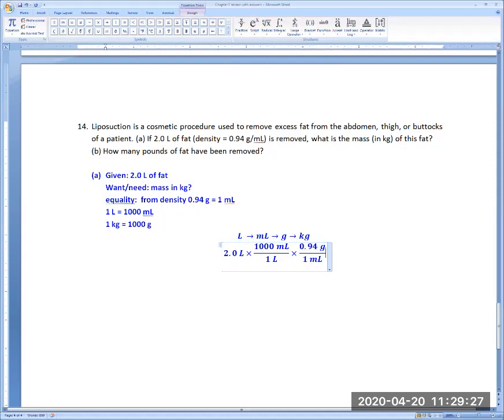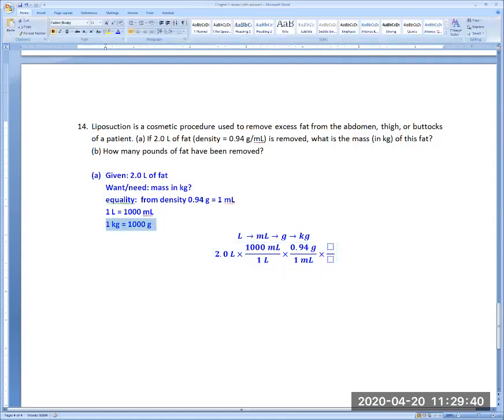Next, you multiply by, so at that point you have changed your liters into milliliters and into grams, and now you want to change the grams into kilograms. So the next conversion factor you will use is 1 kilogram equals 1,000 grams. And you want to have the grams on the bottom and 1 kilogram on top. So liters cancel, milliliters cancel, grams cancel, and we are left with kilograms. So we know it's correctly set up.